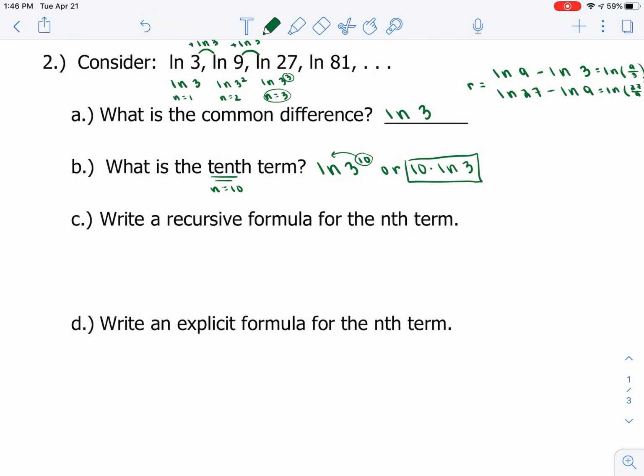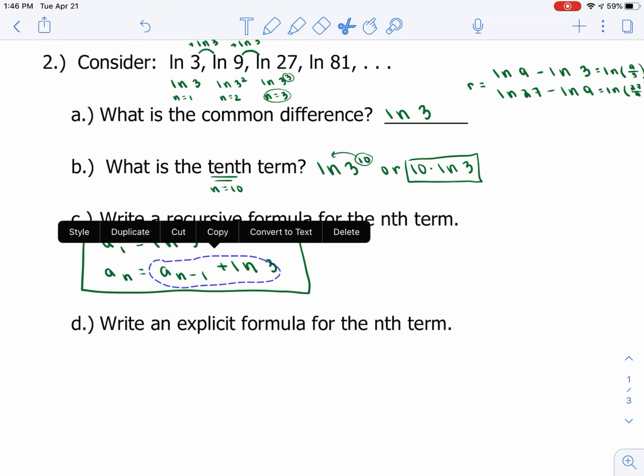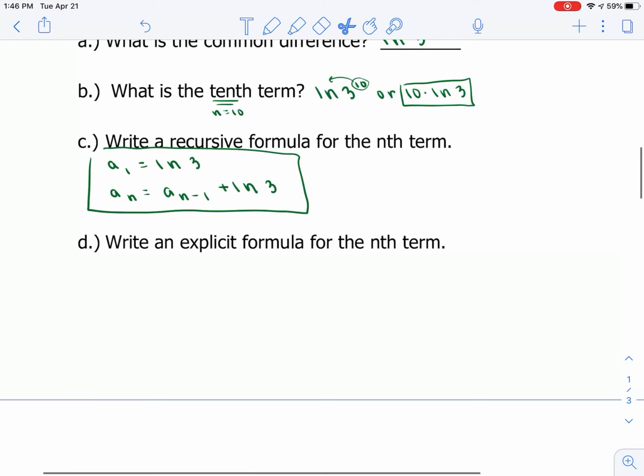Now, obviously, I want you guys to practice using these formulas. So if I said write a recursive formula, remember you have to tell me what the first term is. And you need to think about, what am I doing to the first term to get to the second term? What am I doing to the second term to get to the third term? And notice that you're taking the previous term and you're adding that common difference of the natural log 3. I always leave a lot of space just in case you have to put something in front of the a sub n minus 1, but that's for geometric.